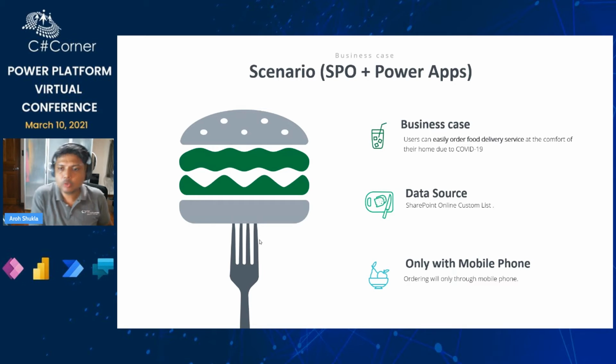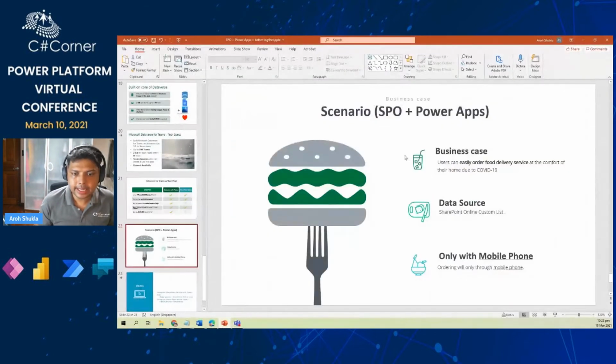In our data source, we'll be using SharePoint Online as a custom list, and people can use either mobile or a tablet. So this is a very simple application, and I'll show you how Power Apps and SharePoint Online work together. Let me show my demo first so that you can have an idea here.